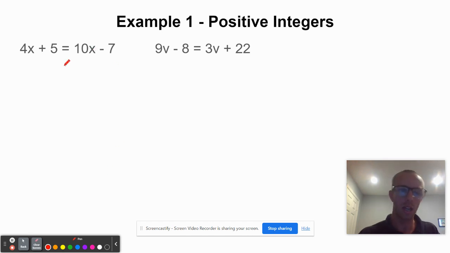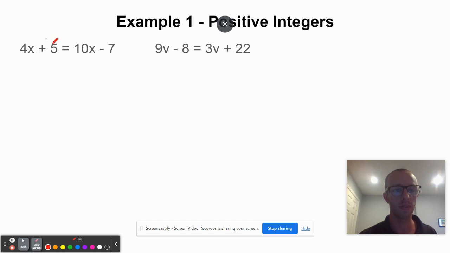So the first thing is we want to make sure both sides are simplified all the way so that there are no more like terms to combine. There is no distribution to do. And that's going to be true in all of these examples in this video. And then we'll get into the more complicated stuff where we have to simplify first in the next video.